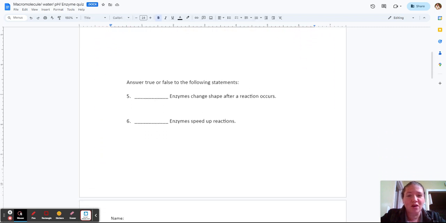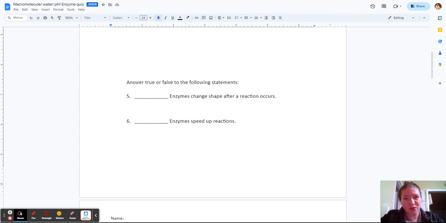All right, so we then had our true-false statements. We have: enzymes change shape after a reaction occurs. That is false. Enzymes revert back to the same shape, and they get used over and over and over again. Remember, the analogy I used here was like a cupcake pan, right? We can use the cupcake pan over and over. Making cupcakes doesn't hurt or change the cupcake pan, but we have to have that cupcake pan in order to make the cupcakes.